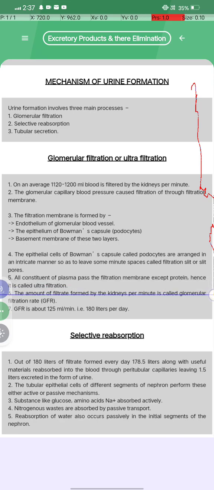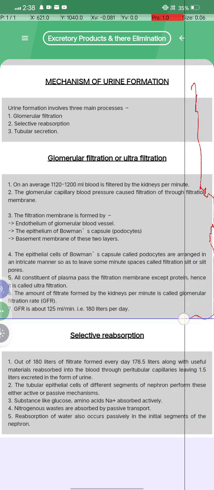Sixth, the amount of filtrate formed by the kidneys per minute is called the glomerular filtration rate, GFR. Seventh, GFR is about 125 ml per minute, यानी कि 180 liters per day.